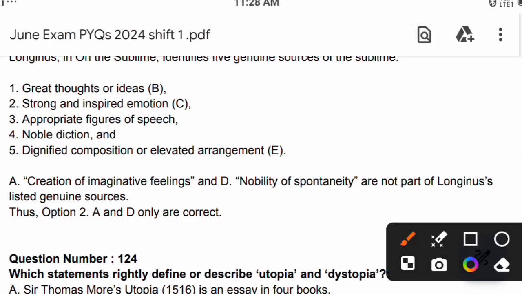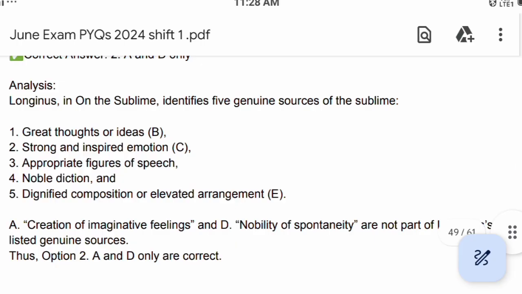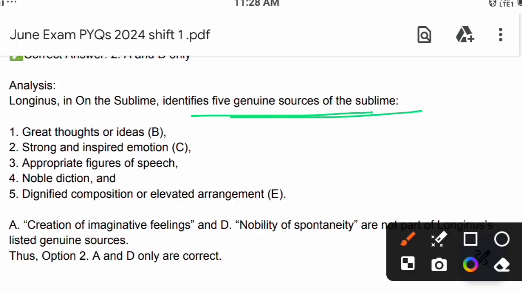Longinus in On the Sublime identifies five genuine sources of the sublime. First, great thoughts or ideas. Second, strong and inspired emotion. Third, appropriate figures of speech. Fourth, noble diction. And fifth, dignified composition or elevated arrangement. You can take a screenshot. These five genuine sources of the sublime by Longinus you can memorize.